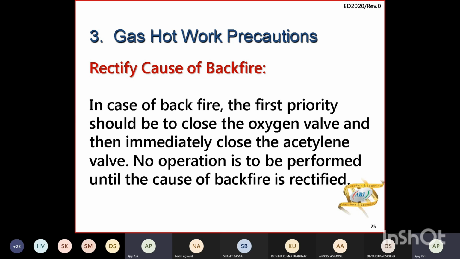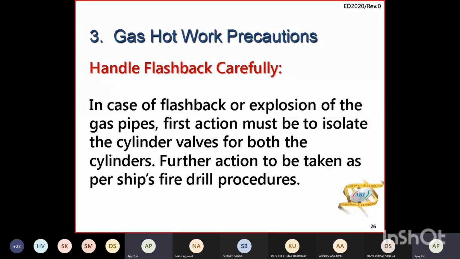Now, when you have a backfire, the first priority should be to close the oxygen valve and immediately close the acetylene valve. No operation is to be performed during a backfire. In case of flashback or explosion of gas pipes, the first action must be to isolate the cylinder valves for both the cylinders, and further action should be as per the ship's fire drill.